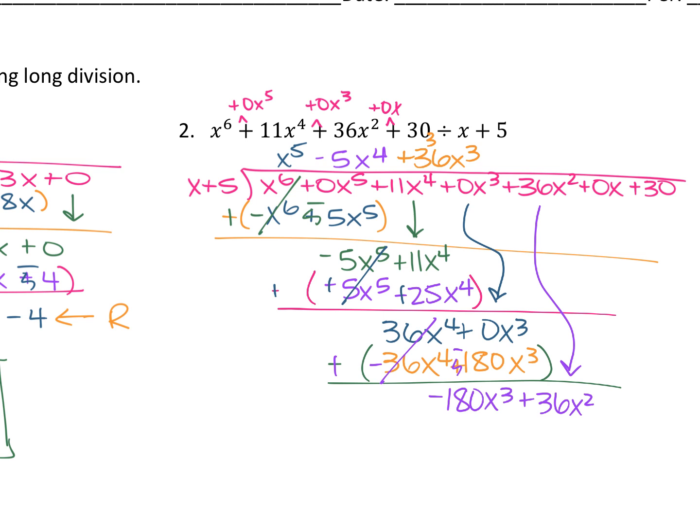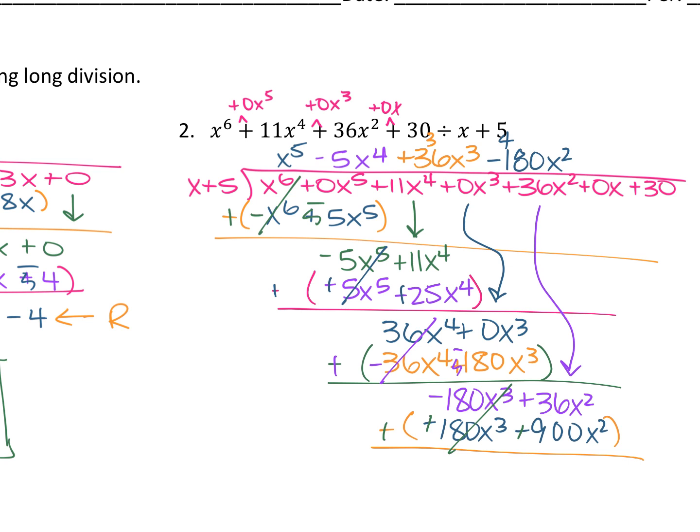Your x is going to multiply by negative 180x squared to give you negative 180x cubed. Then you multiply that with the 5. 5 times 0 is 0. 5 times 8 is 40. 5 times 1 plus 4 is 9. So that's a negative 900x squared. Subtract these. Distribute your negative. Change your sign on everything. That's 936x squared plus 0x.